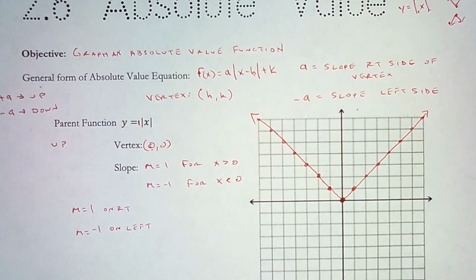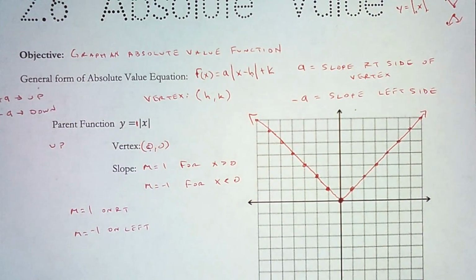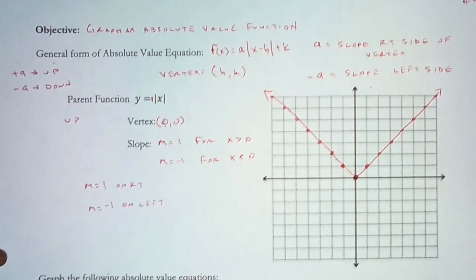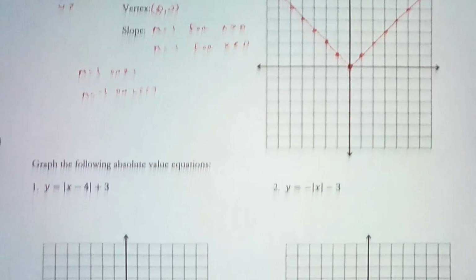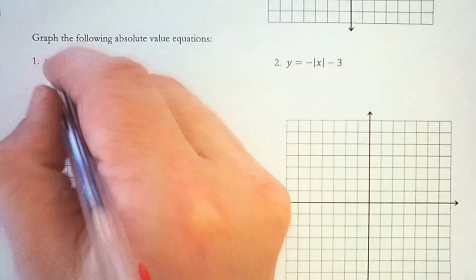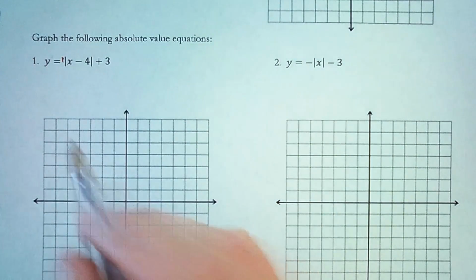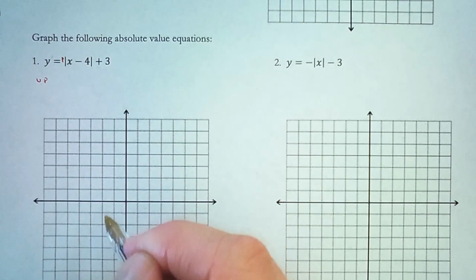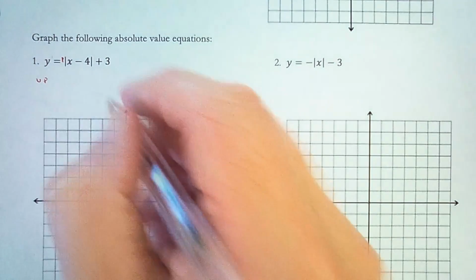And there is the graph of the parent function, y equals the absolute value of x. Now we're going to start to include some transformations. So here we have a slope of 1 again. A is 1, and that tells me it better open up when we're finished.